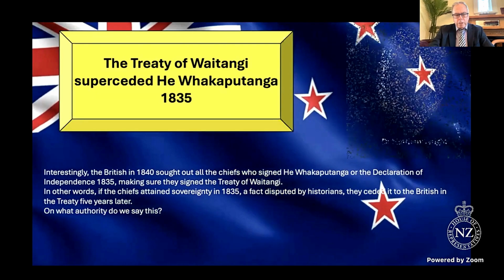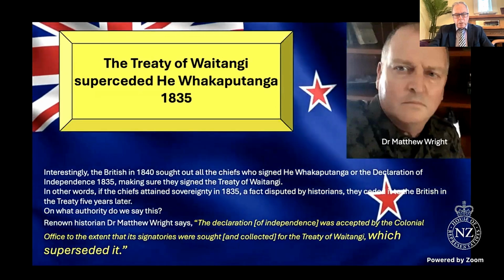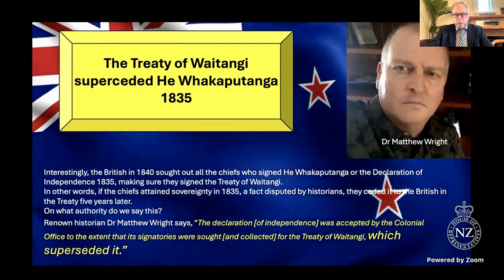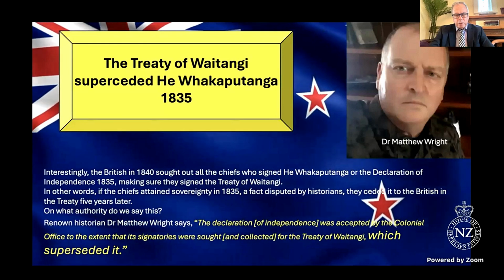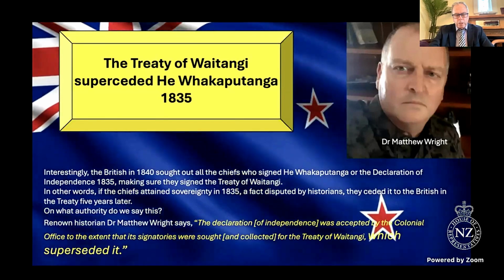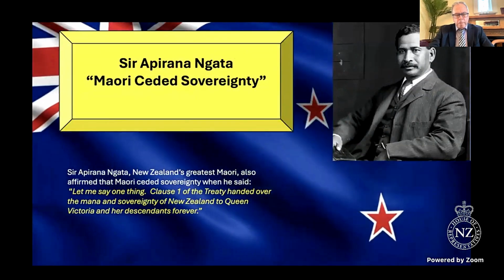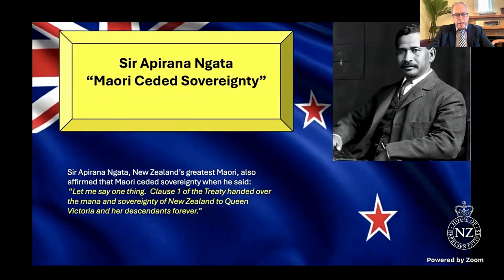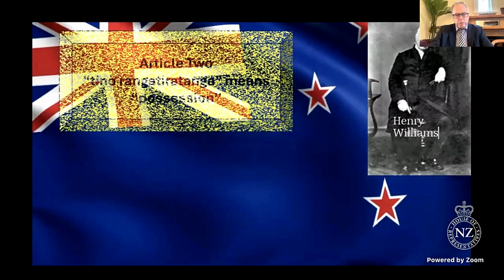On what authority do we say this? Renowned historian Dr. Matthew Wright says, quote, "The Declaration of Independence was accepted by the Colonial Office to the extent that its signatories were sought and collected for the Treaty of Waitangi, which superseded it." So that's pretty clear. There's another quote from Sir Apirana Ngata, the greatest Maori we've ever had. He says that Maori ceded sovereignty.